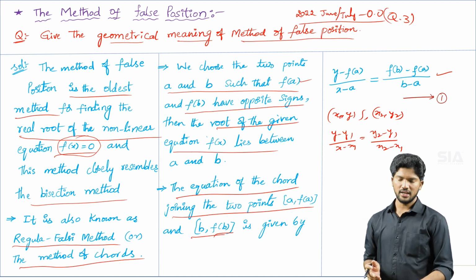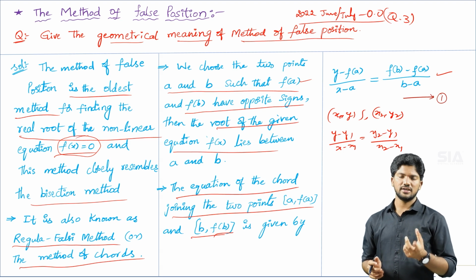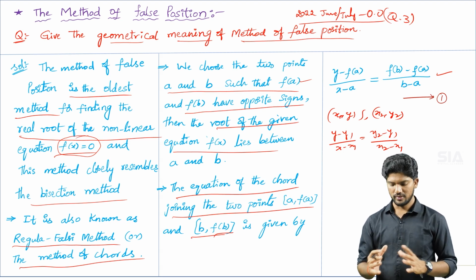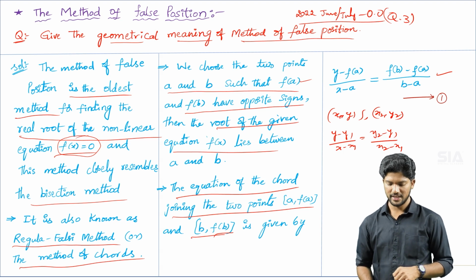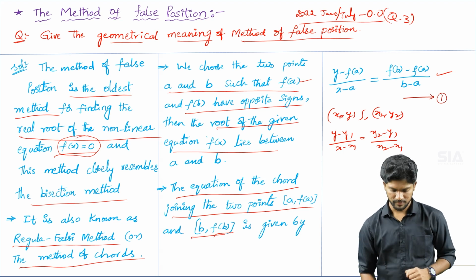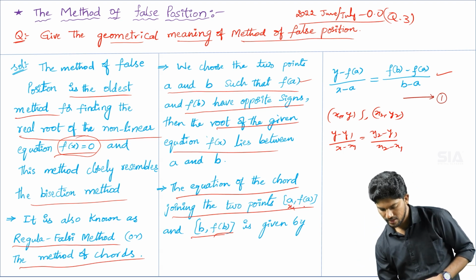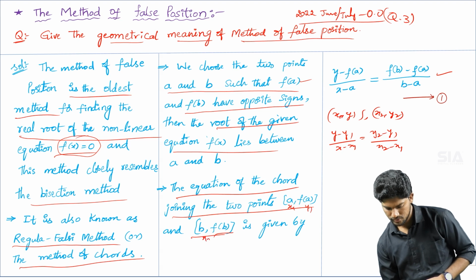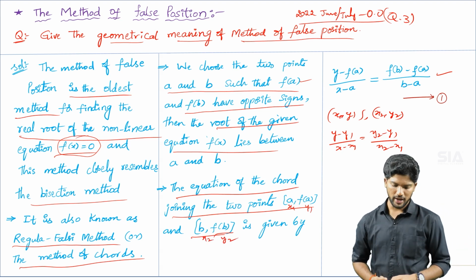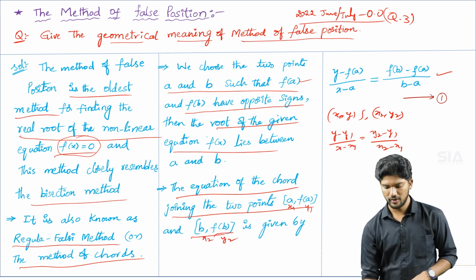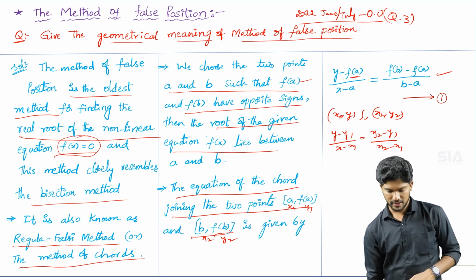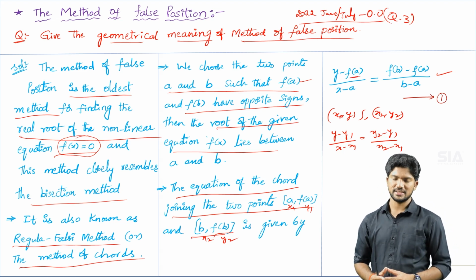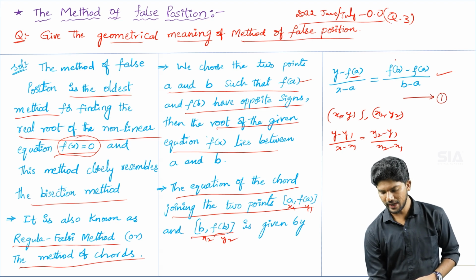Here x and y are the variables, and x1, y1, x2, y2 are the points. You can see here, substitute the same values: this one is x1, y1, x2, y2. y minus y1 means y minus f of A, by x minus x1 means x minus A, equal to y2 minus y1.